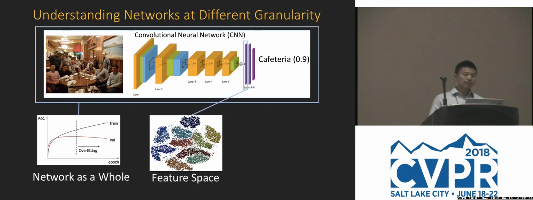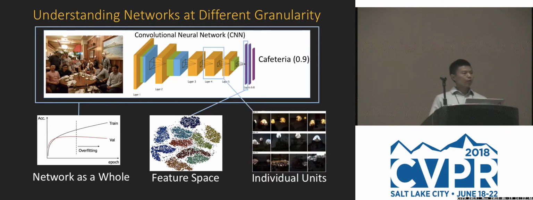We can also understand the network from the feature space, at the feature level. So people use the testing proposed by Lawrence there to visualize how features become more and more discriminative over the layers, and how those features can be used for some transfer learning or some other visual recognition tasks.